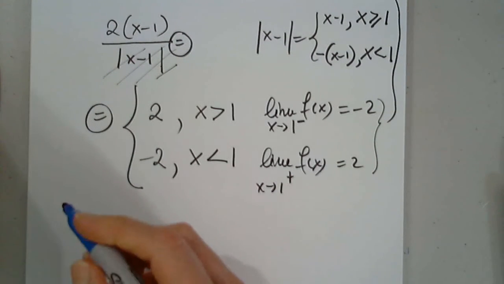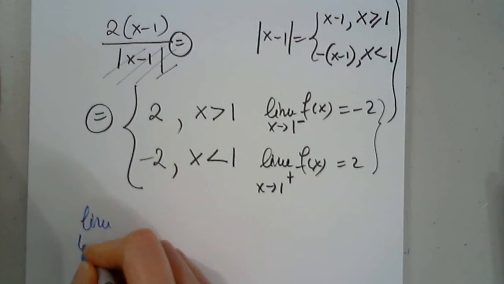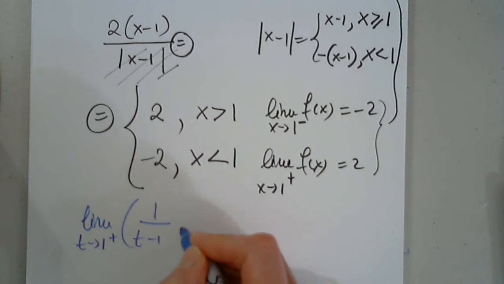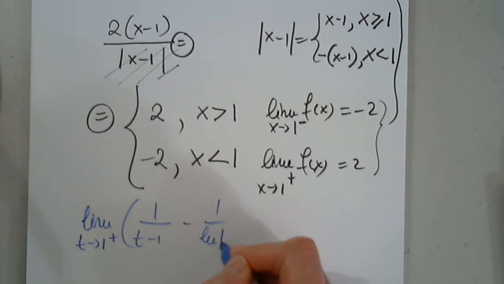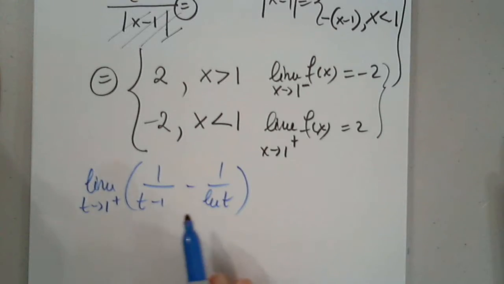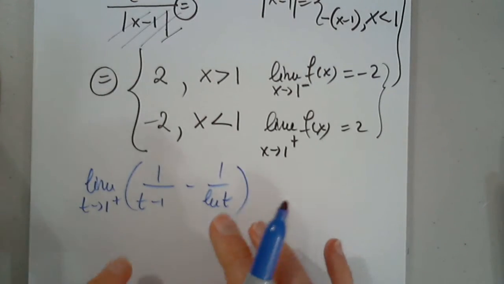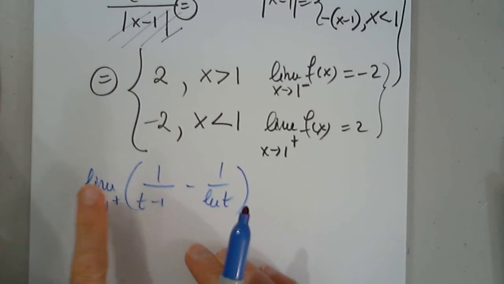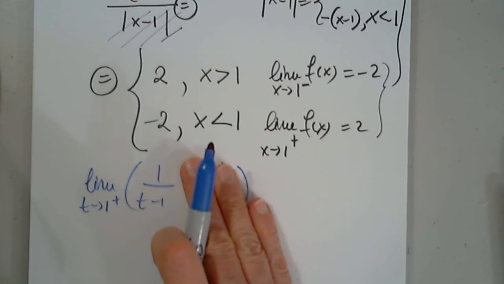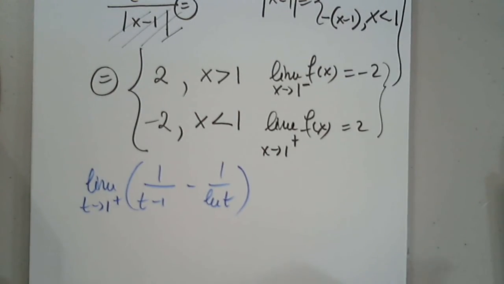If you go back to the notes, limit as t approaches 1 from the right, 1 over t minus 1 minus 1 over natural log t. So here I have two pieces, and I cannot apply the limit law because the limit of this is not a number. And the limit of this is not a number. I don't care. If one of them is not a number, I can't continue.